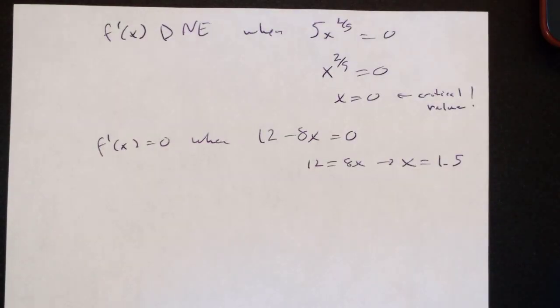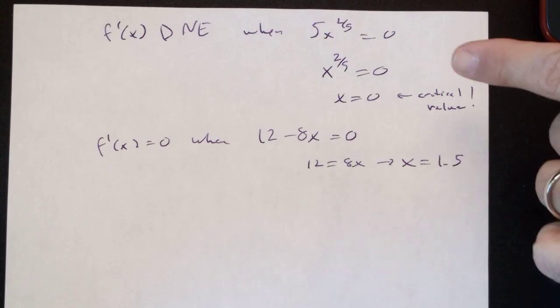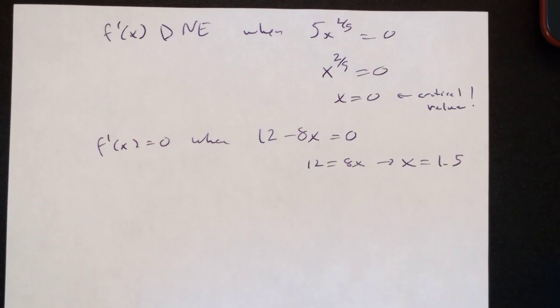If these are my critical values, my graph should reflect two different behaviors. I have a place where my derivative doesn't exist. Either I'm going to get a vertical tangent line, a corner, or a jump. Wait a minute, it would only be a jump if it was not continuous, and this function was continuous. So I'm either going to have a corner or a vertical tangent line. That's at 0. At 1.5, I should have a horizontal tangent line.